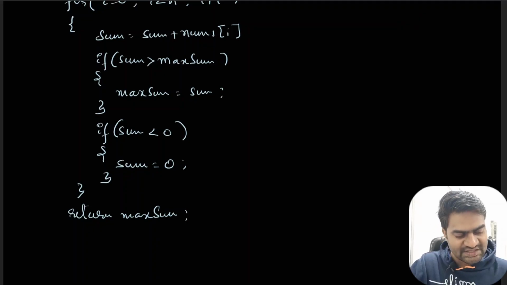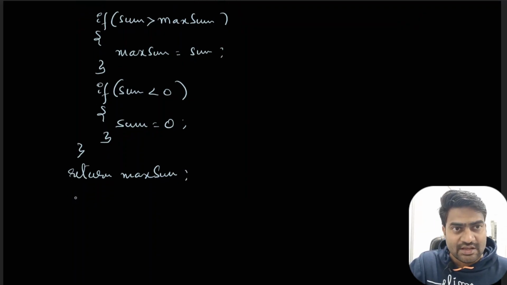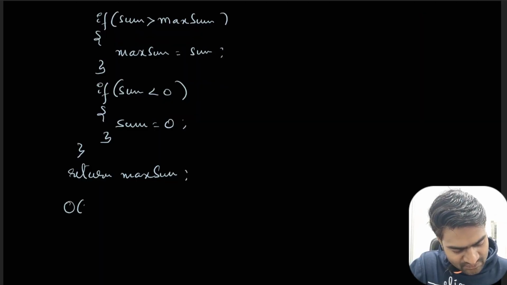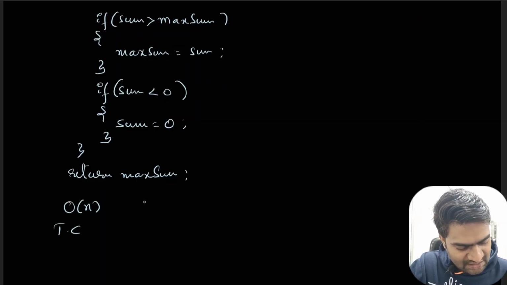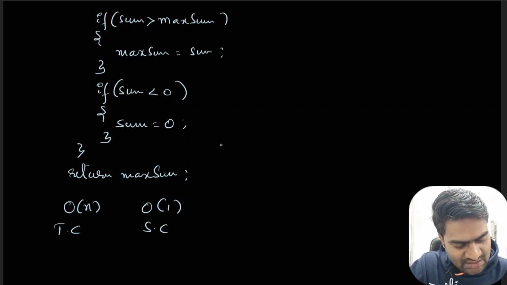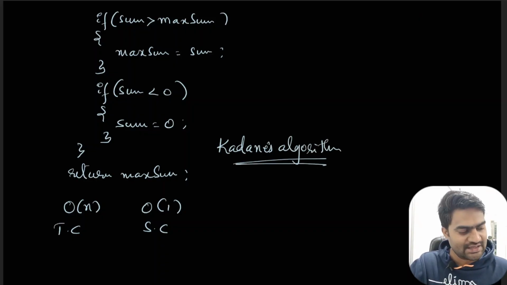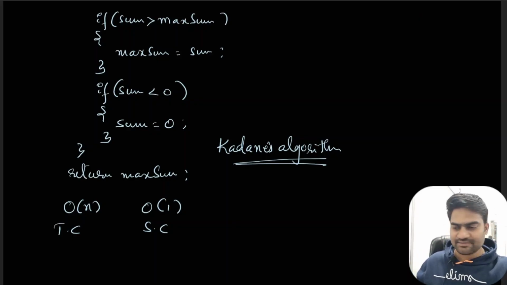So this way we can find the maximum sum of subarray in O of n time complexity and O of 1 space complexity. This is called Kadane's algorithm. This is using Kadane's algorithm. Okay, let's execute and see that.